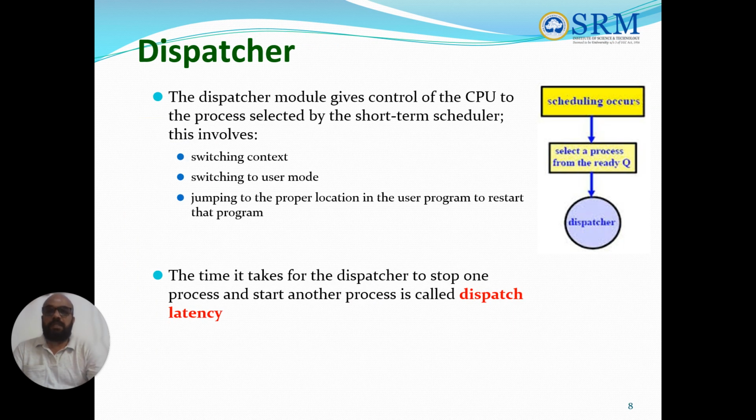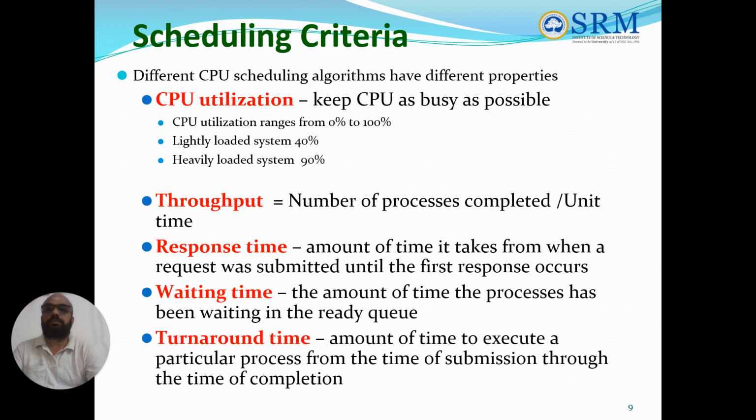So the role of the dispatcher is to give control of the CPU to the process, by switching context, switching to user mode, and jumping to the proper location in the user program to start that particular program. The delay which happens when switching from one process to another process is called dispatch latency.